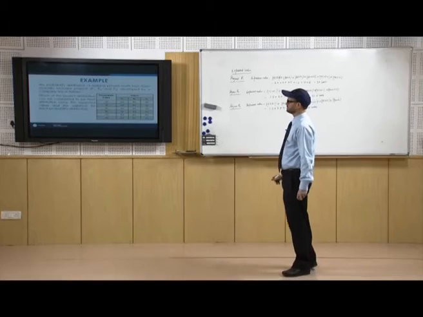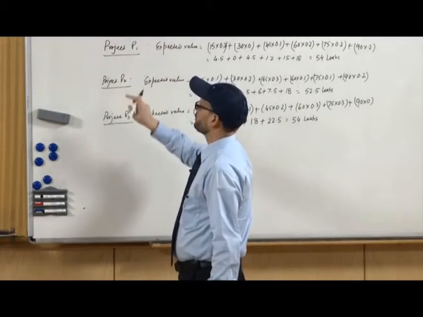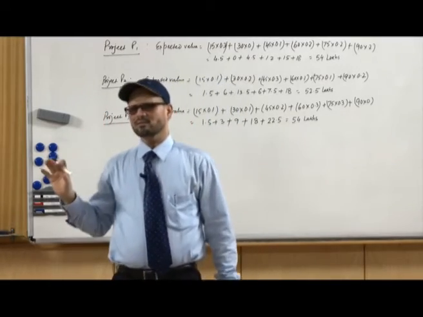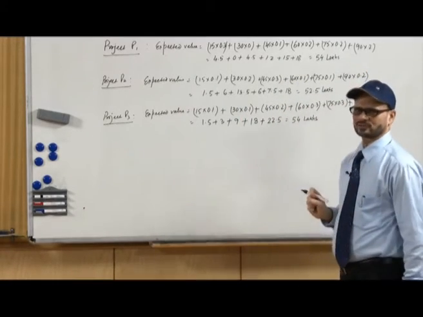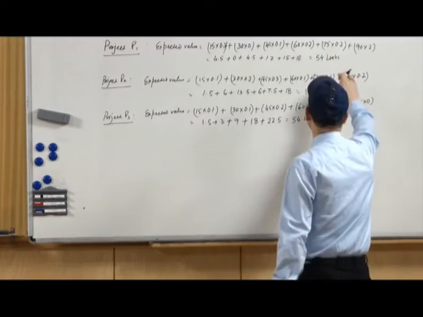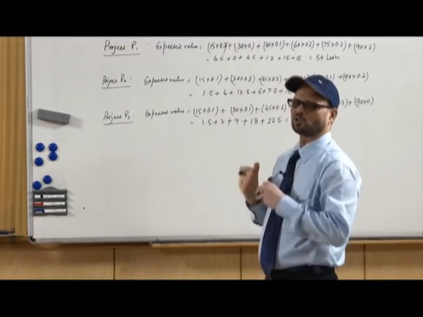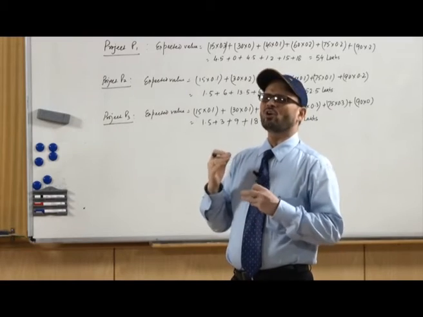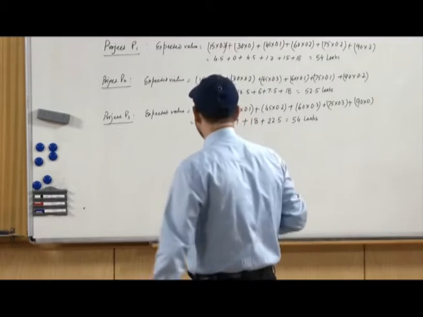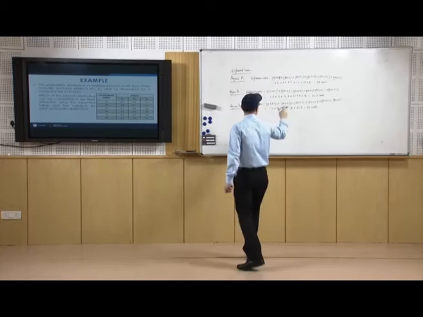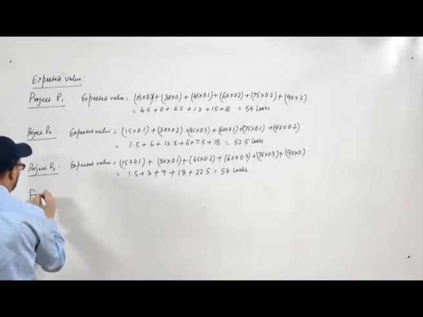Now, what we see is, using the expected value criteria, we get the expected values for the projects P1, P2 and P3 under the given probability distribution. We get the expected values as 54, 52.5 and 54 lakhs. So, certainly we will prefer P1 and P3, but since they are matching and very close, it is advisable to check the variability, and for that we will find the variance based on these values.